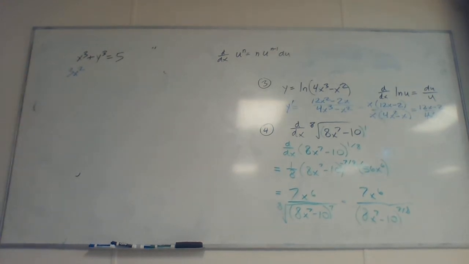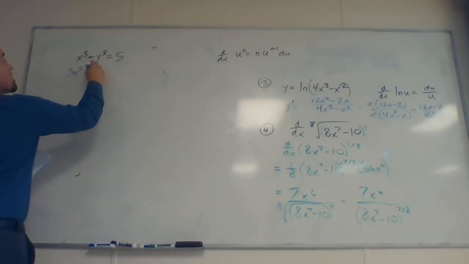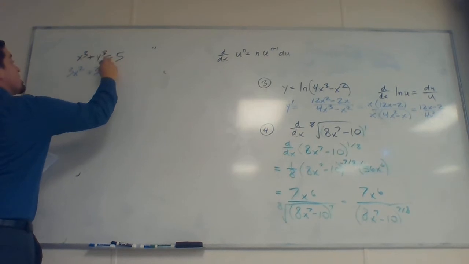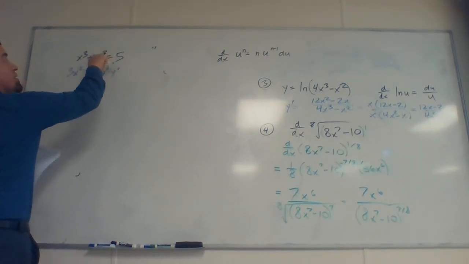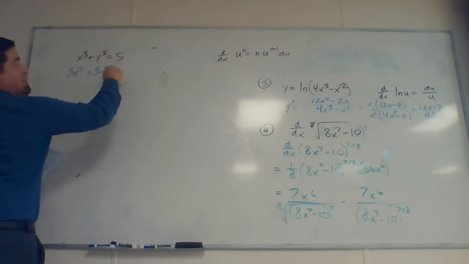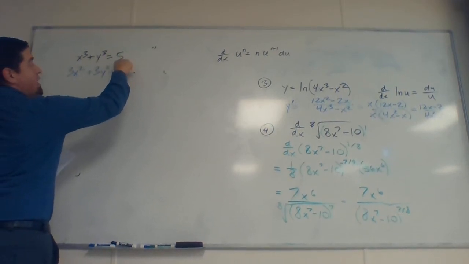What's the derivative of y cubed? So 3y squared times y prime. So anytime you take the derivative of y with respect to x, you gotta put the y prime. And the derivative of 5? 0.